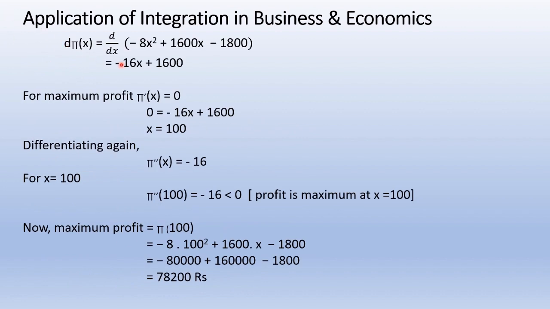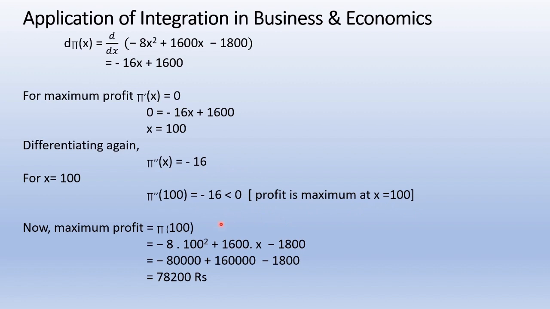For maximum profit, differentiation of pi is equal to 0, so minus 16x plus 1600 is equal to 0. x is equal to 100. Differentiating again, the second order differentiation is equal to minus 16. For x is equal to 100, the second derivative of 100 is equal to minus 16, which is less than 0. Profit is maximum at x is equal to 100.